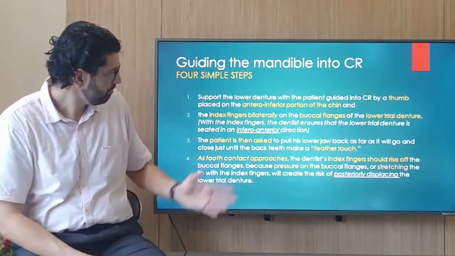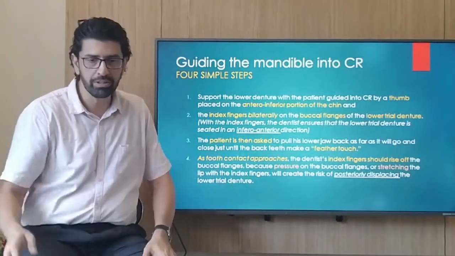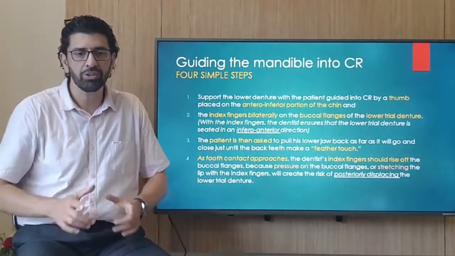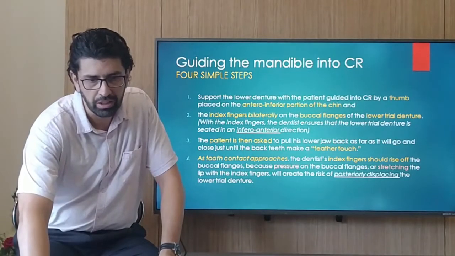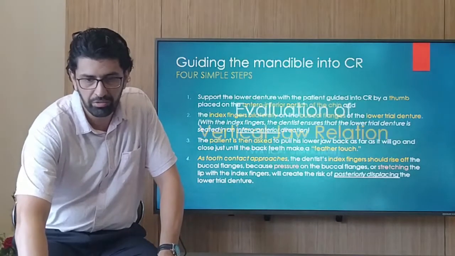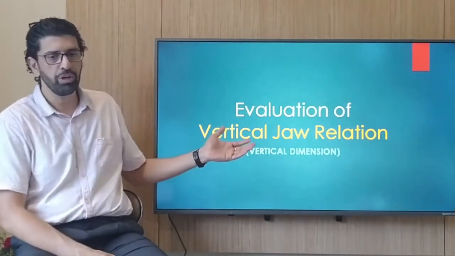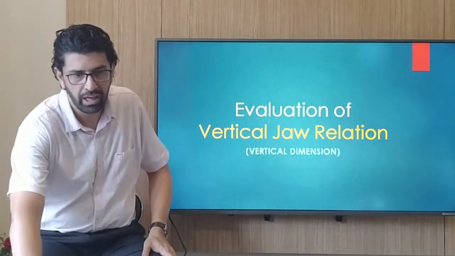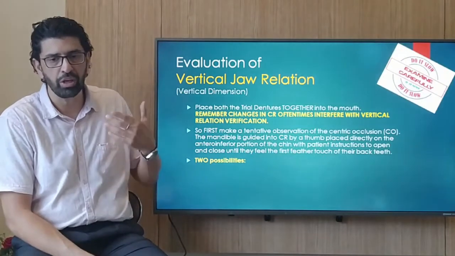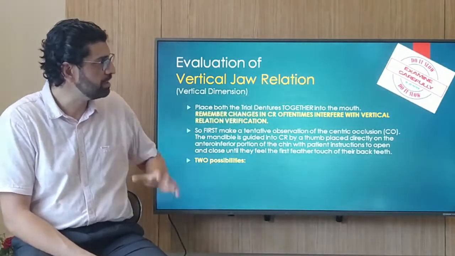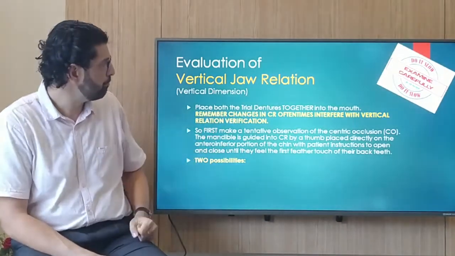All right, so those are the 4 simple steps to guide the mandible to centric. From there we should start doing all of our verifications. You're going to verify the vertical jaw relation and the vertical dimension. This is something you need to examine carefully. I put a sticker up that says, do it slow, examine it carefully.